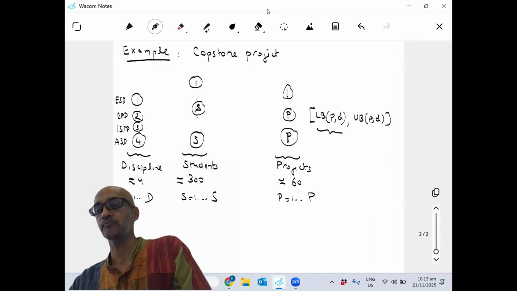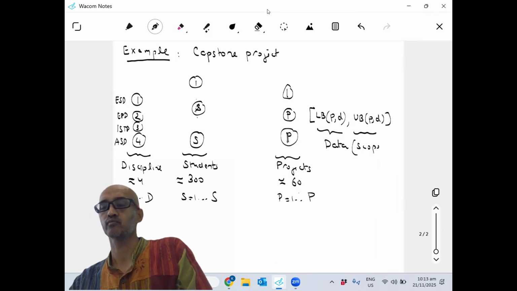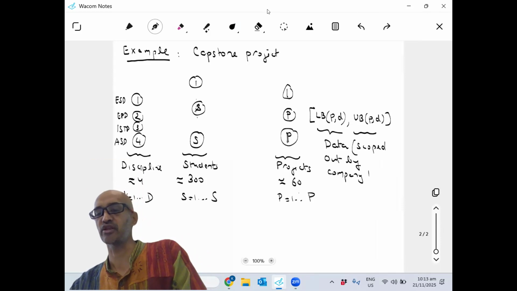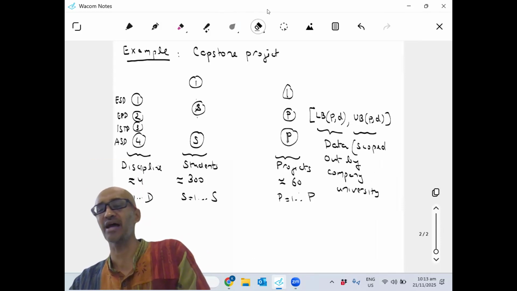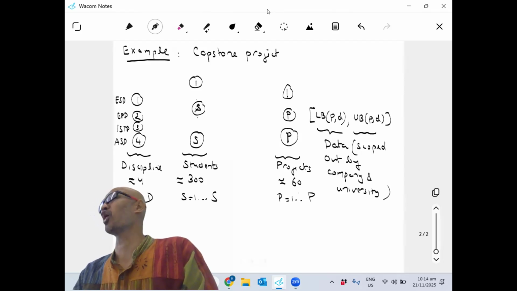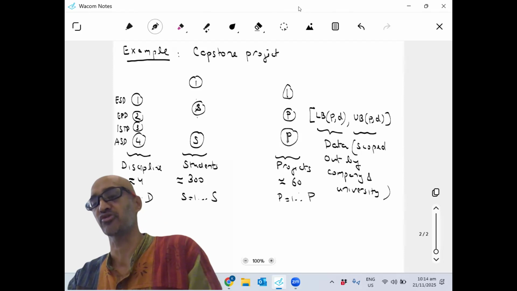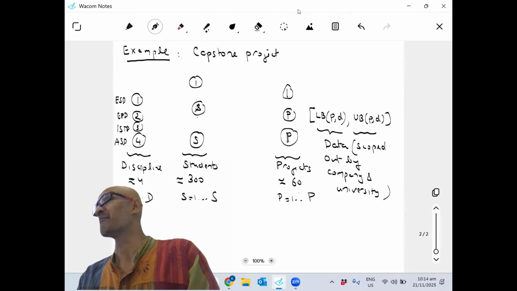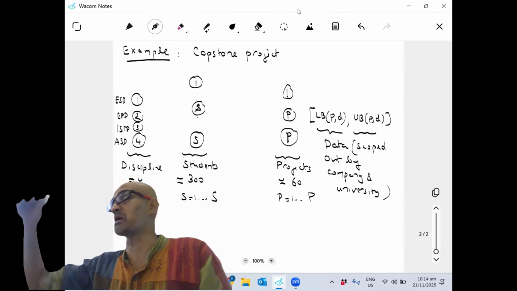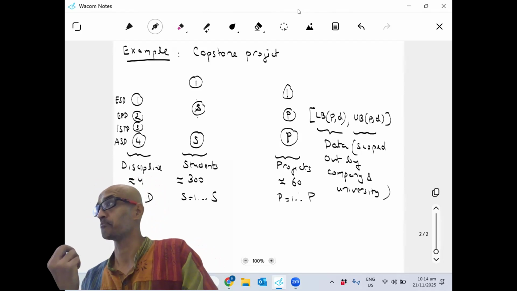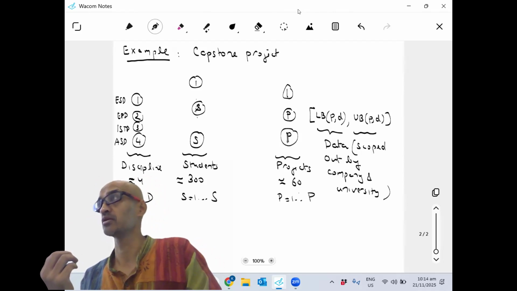These are basically data which are scoped out by the company and the university. They'll try to figure out what type of expertise the project requires. Very often you don't get precise numbers. If you get precise numbers, you can make the lower and upper bound the same. But you might say between 2 and 3 students, or if you think more students are required, maybe between 4 and 5 students. Is that clear so far?